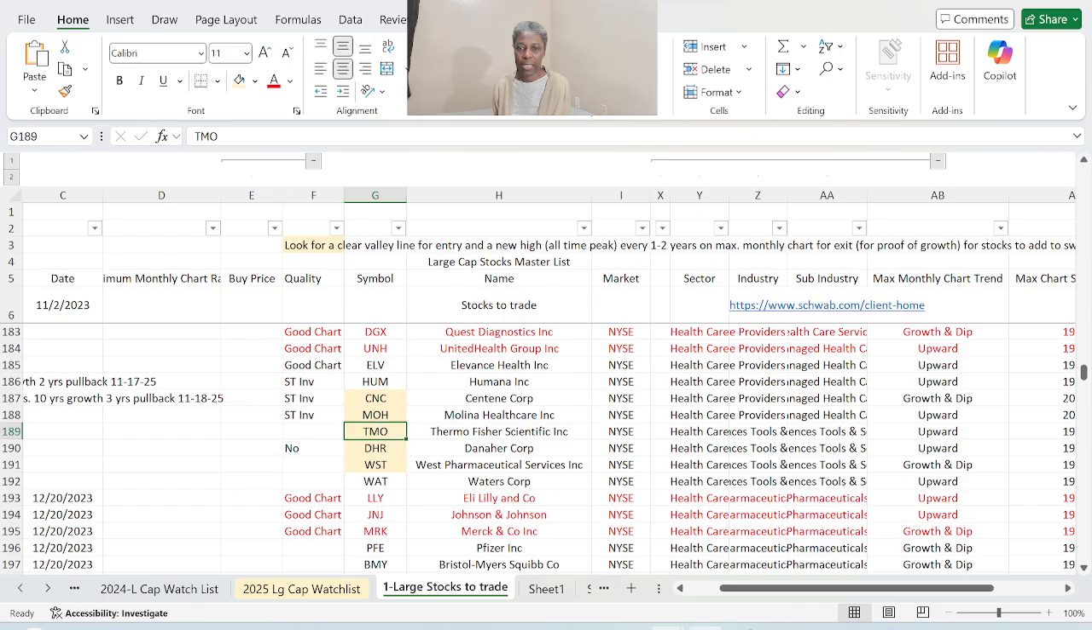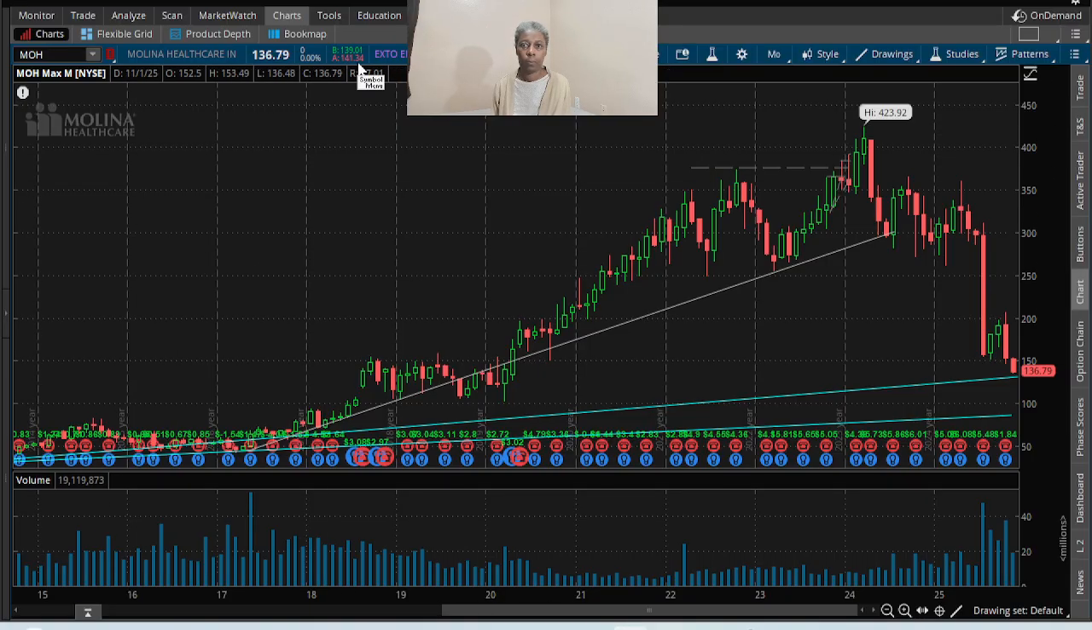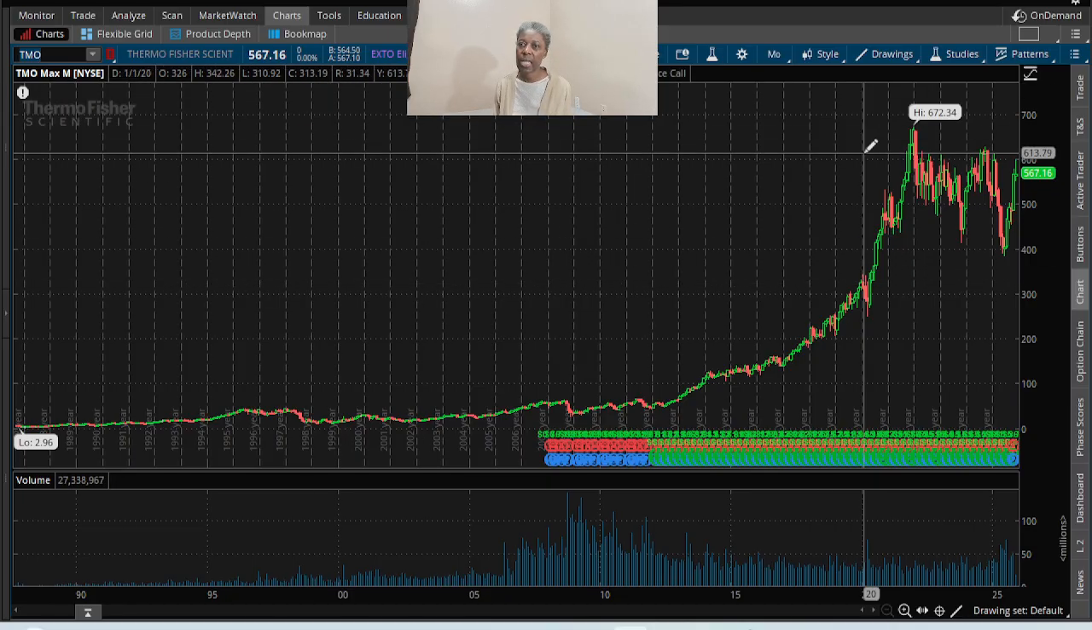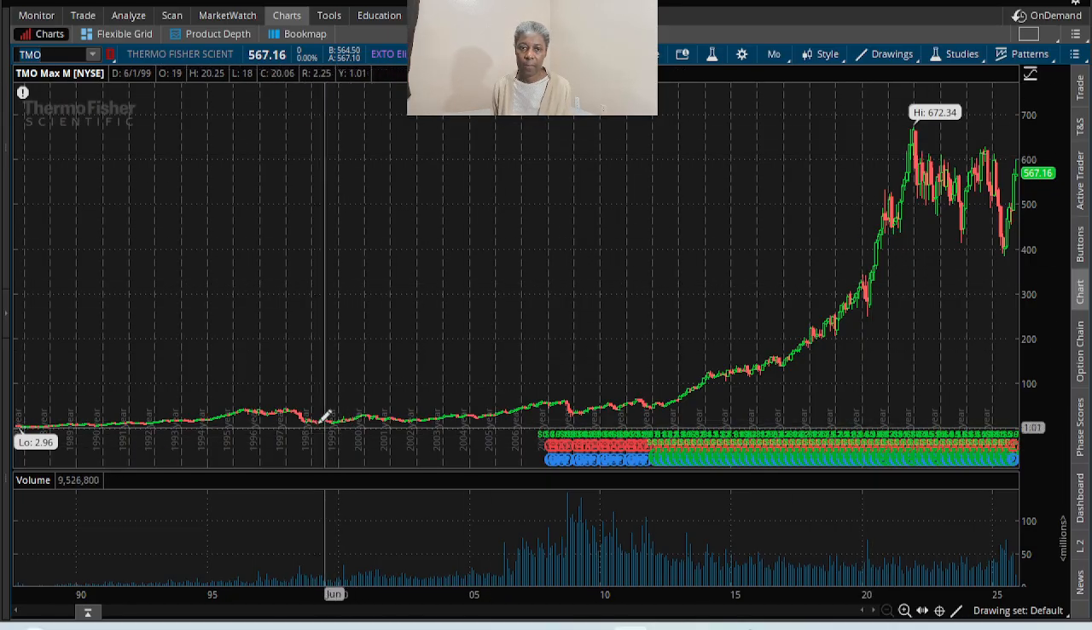The next one is TMO. Let's make sure we are on maximum monthly chart. Is it TMO? Okay, so TMO, let's trace some valley lines here.